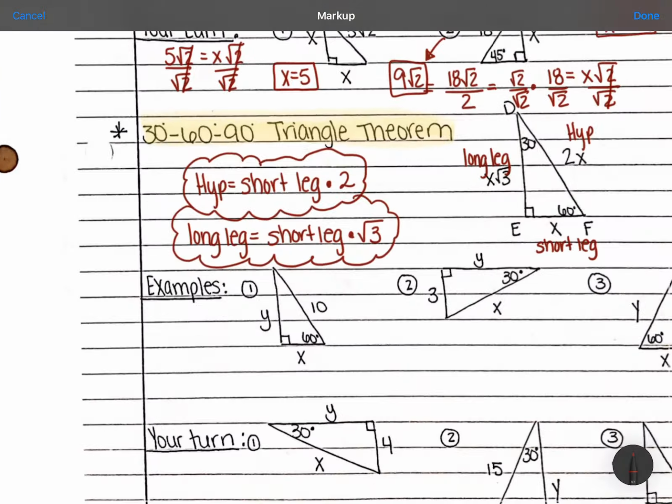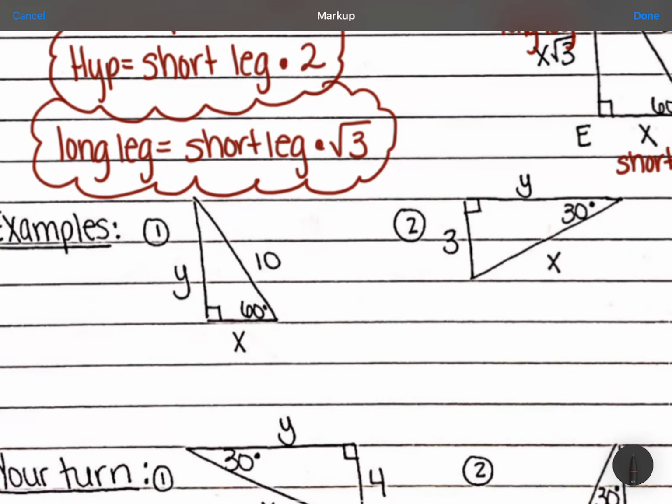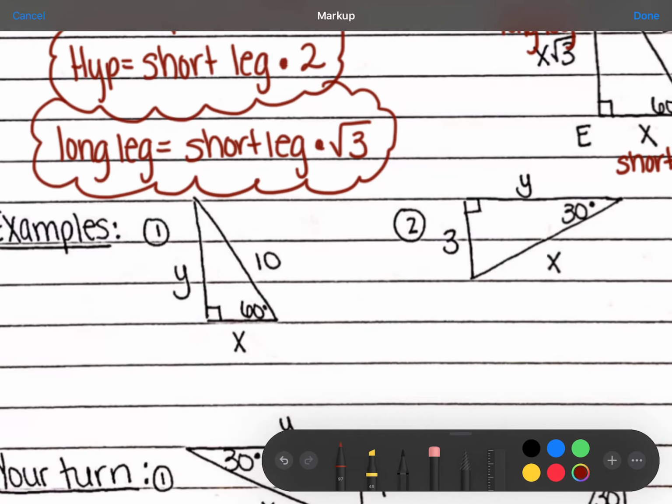All right, let's take a look at some examples. So you need to know who your long leg, short leg, and hypotenuse is. The 10 is the hypotenuse, my x is the short leg, and my y is the long leg. So make sure you know the parts of your 30, 60, 90 triangle. And of course, this is a 30, 60, 90 triangle because of that 60 degrees. It has to be marked.